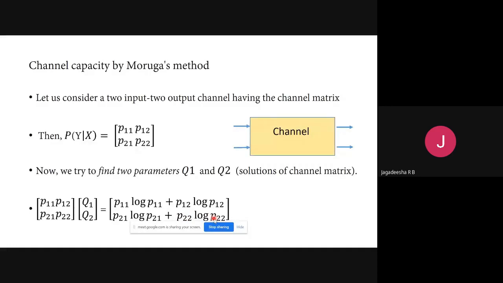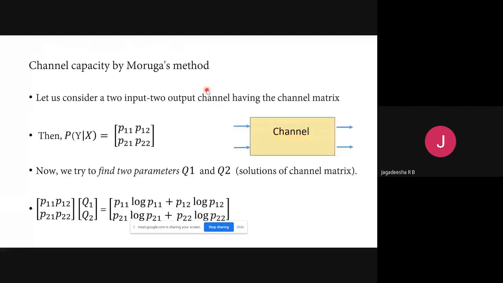So just by knowing this channel matrix, we can find out some parameters Q1 and Q2, right? Because we know P11, P12, P21, P22. And with that, we can also find these values. This is basically P11 log of P11 plus P12 log of P12, and similarly for P21 and P22. So with these values, we can find out Q1 and Q2. So this is just a simple matrix operation. And these Q1 and Q2 will be contributing to the channel capacity. So that we will see in the next slide.